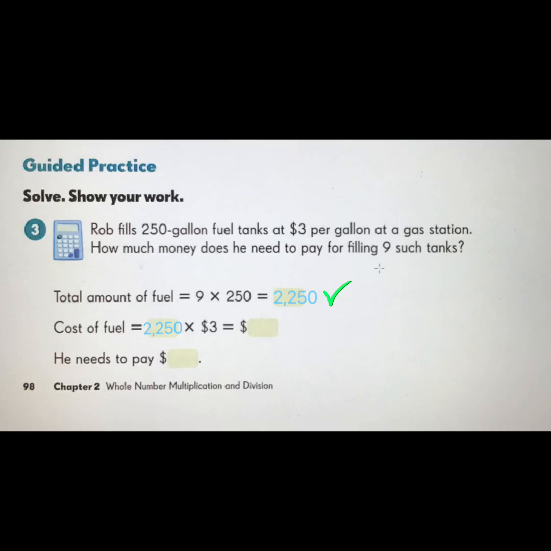So this is where that $3 comes in to the word problem. So I'm going to take that 2,250, multiply that by 3 to find the cost of how much he's going to need to pay for filling 9 such tanks. So Rob is going to need to pay $6,750 to fill 9 such tanks. And here is a great example of how to use more than one step to solve a problem.